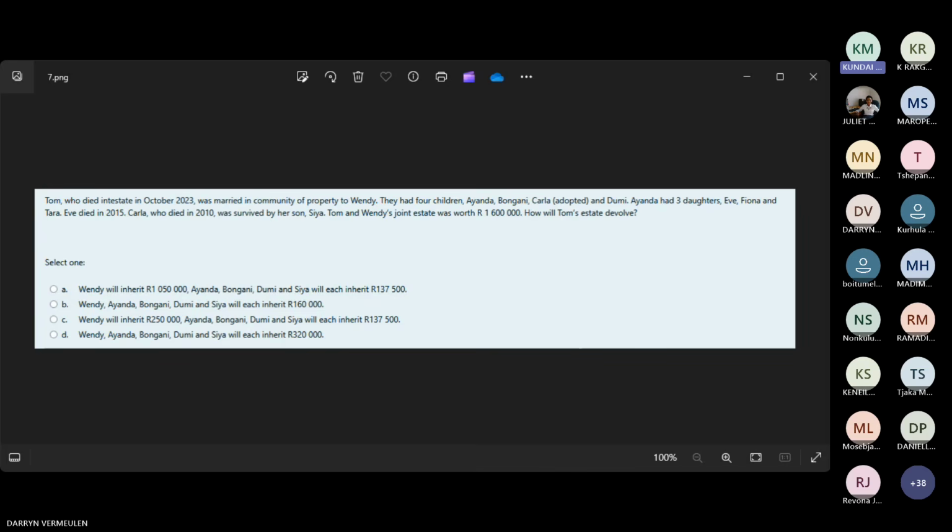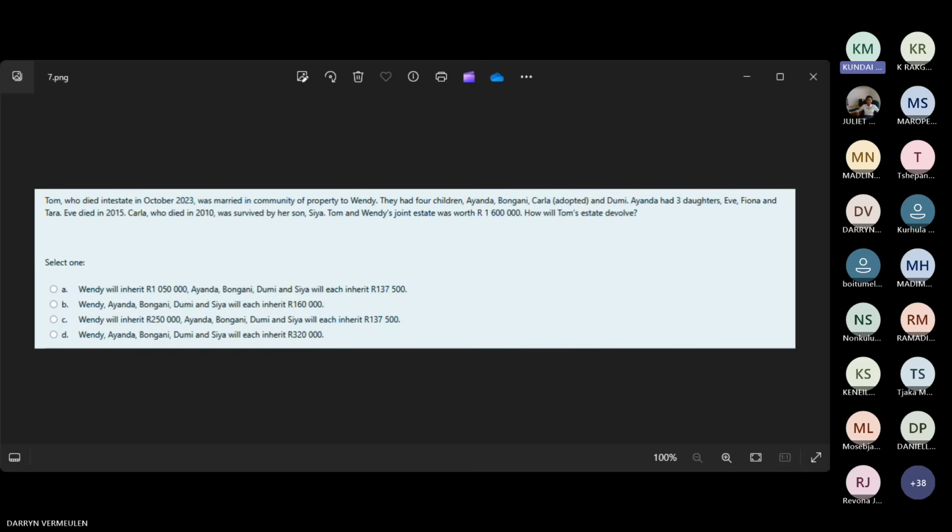And the second part, I'm going to deal with the joint estate. The joint estate of Tom and Wendy amounts to 1,600,000, which means Wendy is entitled to half of that estate. That is 800,000 rand. I'm already going to remove that and set it aside.